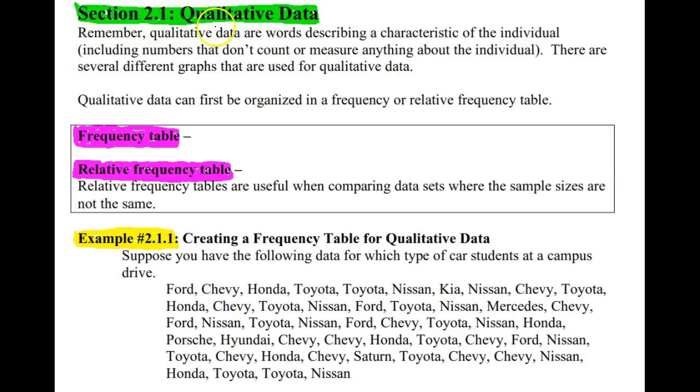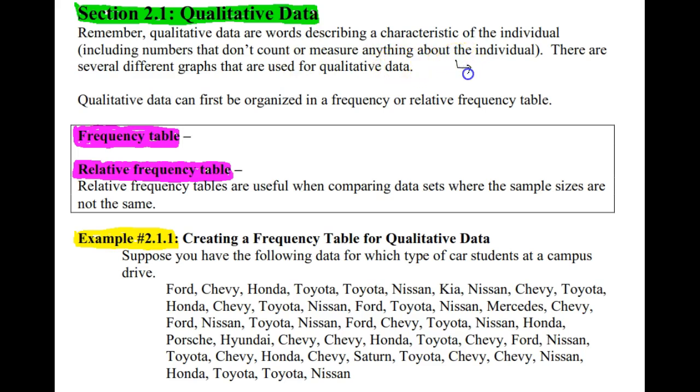So Section 2.1, qualitative data. In this section we're going to focus on tables and graphs for qualitative data. Remember, qualitative data are words describing a characteristic of the individual, but this also includes numbers that don't count or measure anything about the individual.